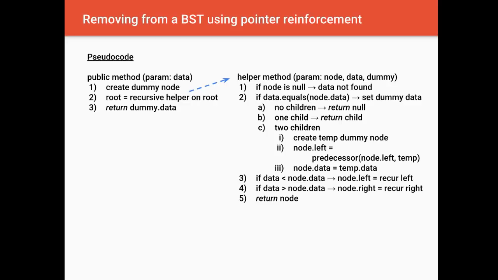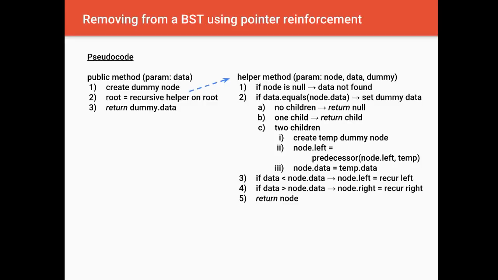The next case we look at is if the data equals the node's data. In this case, we set the dummy node's data to the data from the tree. Make sure that you're not setting the dummy node's data to the parameter data itself, because in Java, just because equals is true doesn't mean the two objects are exactly the same. We've discussed this before when talking about object equality versus reference equality. The next step is to look at the different cases and see which one our removal is going to fall into.